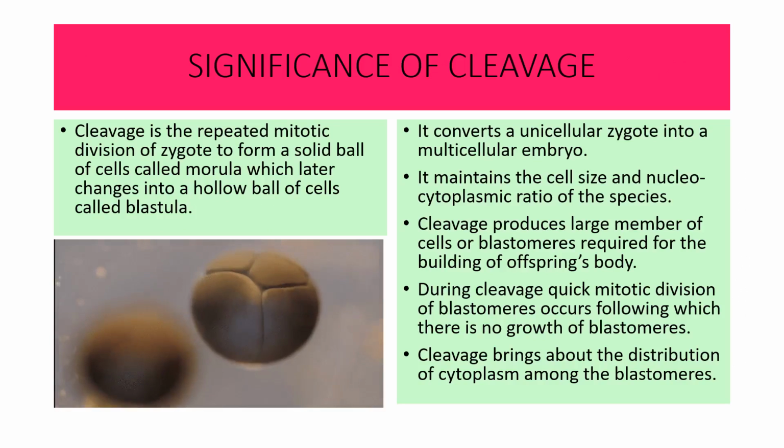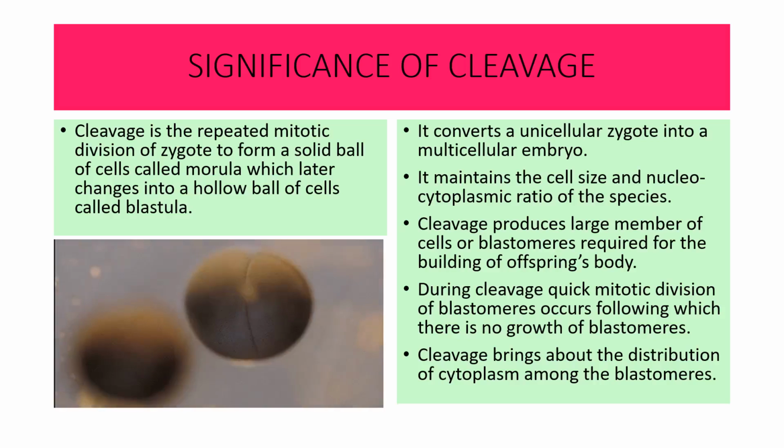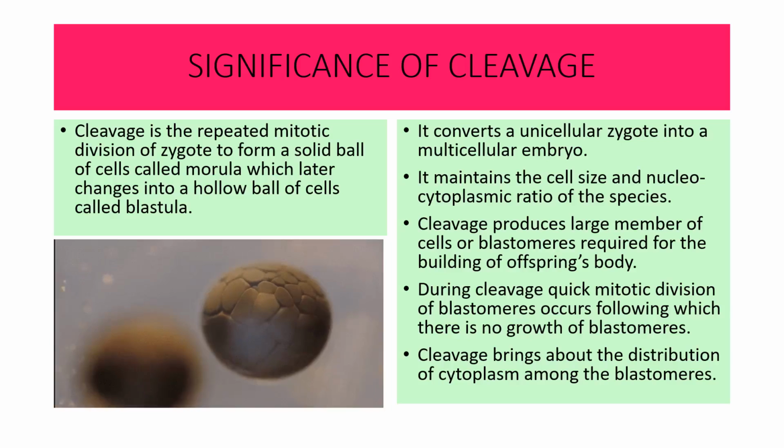Now, the significance of cleavage. Cleavage, as you know, is the repeated mitotic division of the zygote to form a solid ball of cells known as morula, which later changes into a hollow ball of cells known as blastula. It converts a unicellular zygote into a multicellular embryo. So cleavage is very important. It maintains the cell size and nucleocytoplasmic ratio of a species because the cell size of the egg is very large, but the size of the individual cell is very small.